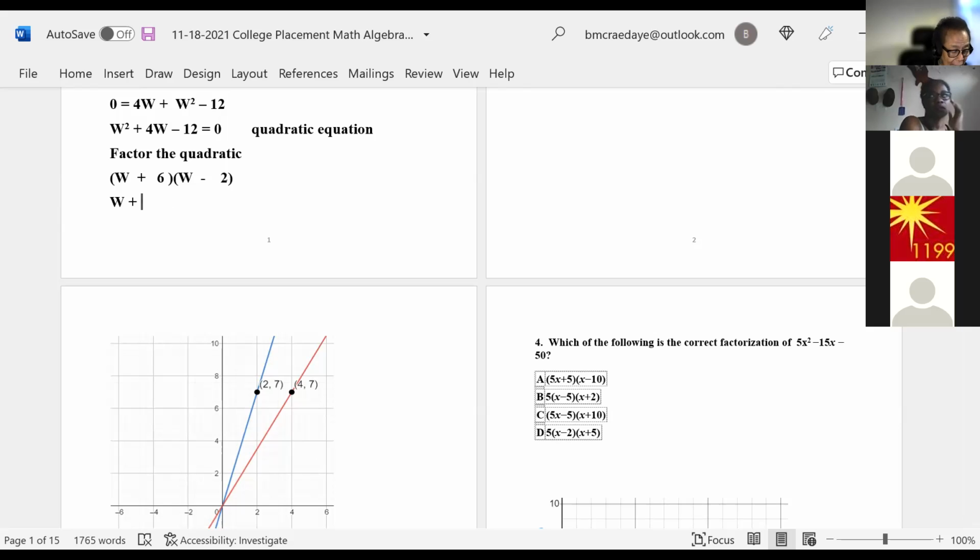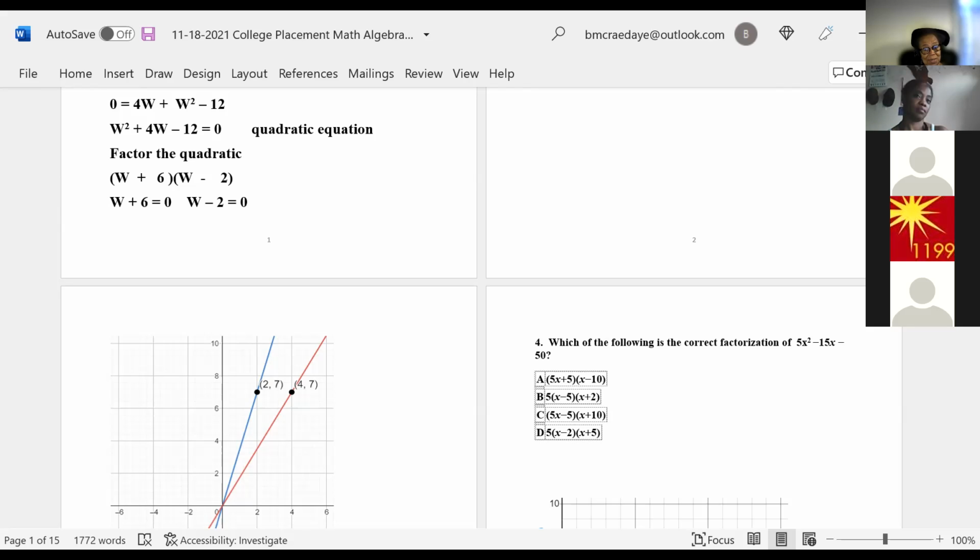In other words, what does W represent? The width, right? W plus 6 is equal to 0, and W minus 2 is equal to 0. So which W is correct? What is the width? Which one? The plus 6 or the 2? I said 6.